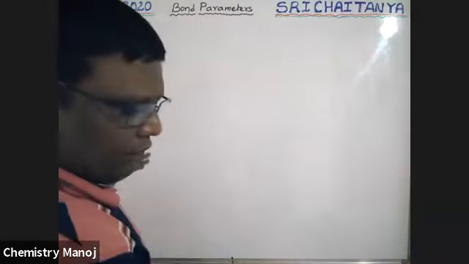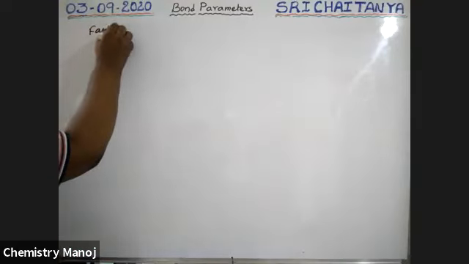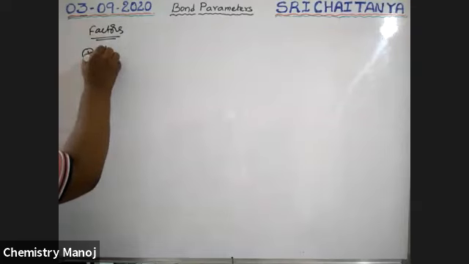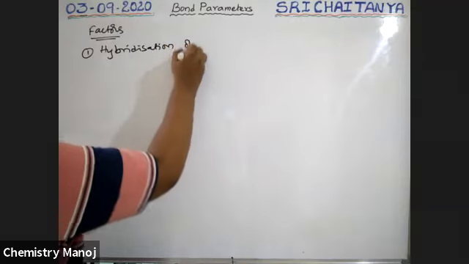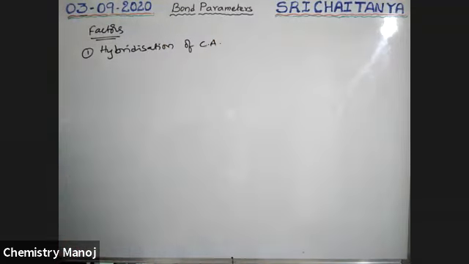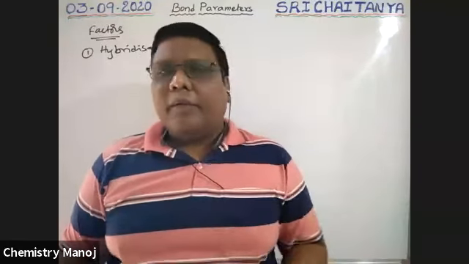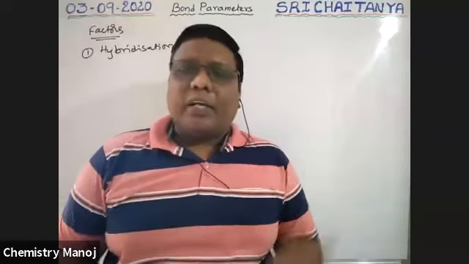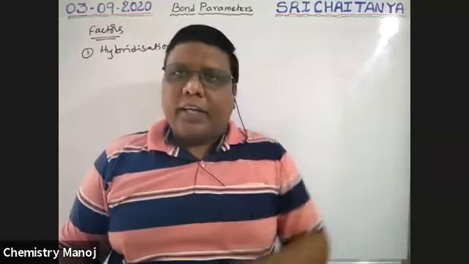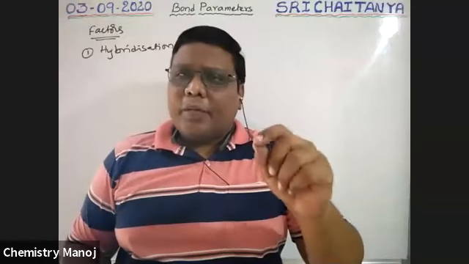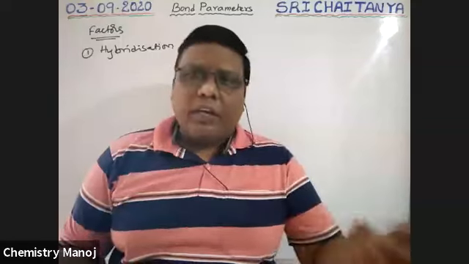See boys, the factors. First one, hybridization of the central atom. Already we know different hybridizations give different bond angles: sp 180, sp2 120, sp3 109 degrees 28 minutes, sp3d 120 and up and down 90 degrees. So the bond angle is influenced by hybridization. No need of explanation, already we completed.